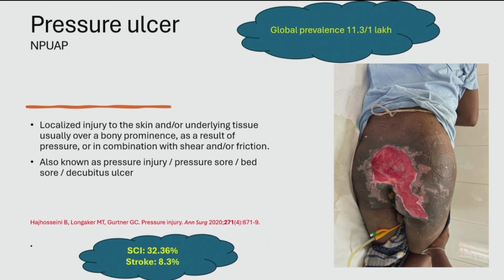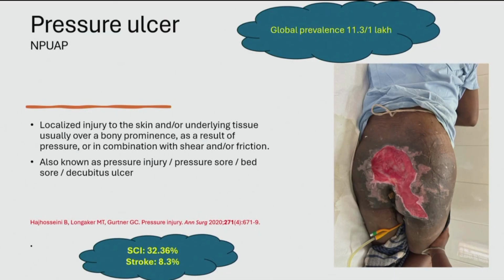There are so many terminologies for describing pressure ulcer, like pressure injury, pressure sore, bed sore, or decubitus ulcer. Basically, these are localized injuries to the skin and underlying tissue, usually over bony prominences, as a result of pressure or in combination with shear or friction.